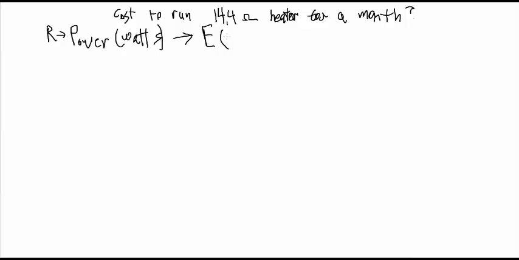Kilowatts times hours. You can tell it's an energy unit because it is power times time. Kilowatts is power, hours is time. So we'll transfer from power to energy in the unit of kilowatt hours, and then from that we'll figure out the cost. All right, here we go.